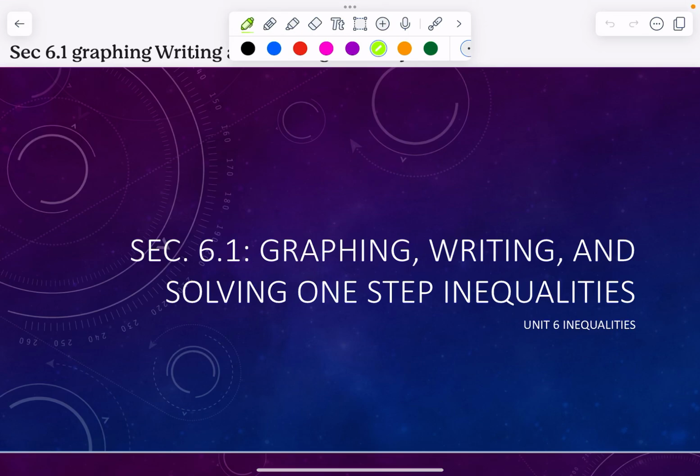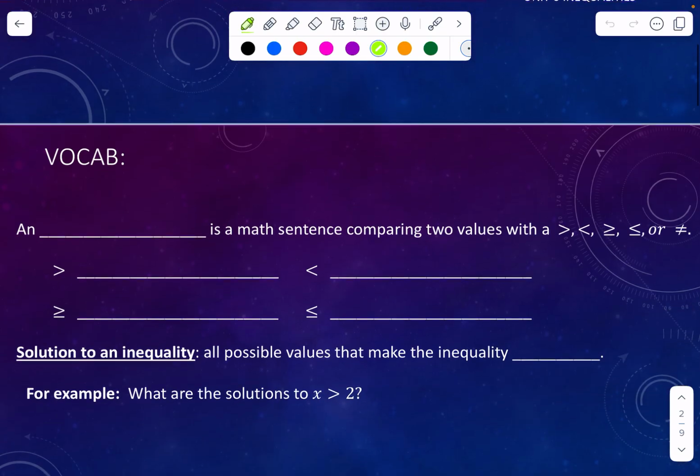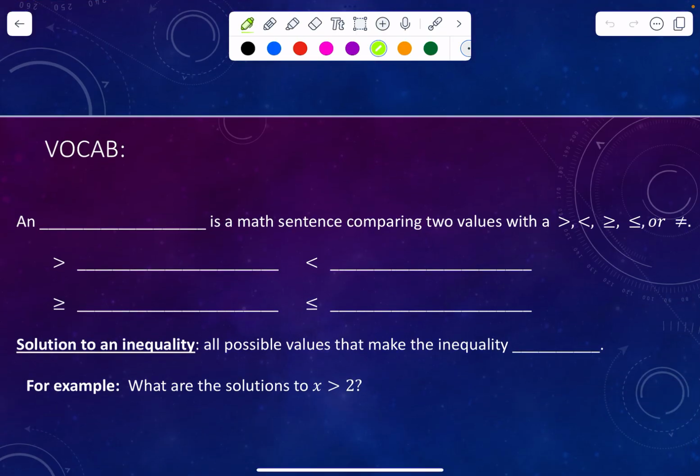All right, we are starting into Unit 6, which is inequalities. Today we're going to do Section 6.1, which is graphing, writing, and solving one-step inequalities. All right, so we're going to start off with some vocab here.